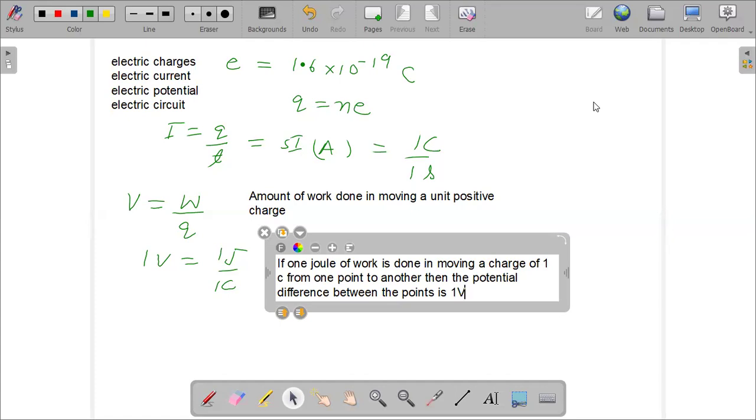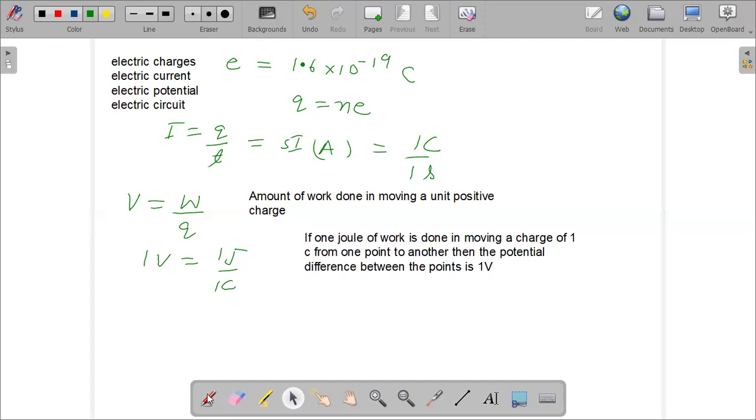So it is like this. Consider 2 points A and B. Suppose I move a charge of plus Q naught from point A to point B. If I am doing 1 joule of work to move 1 coulomb of charge between these 2 points, then the potential difference between the 2 points A and B will be 1 volt.